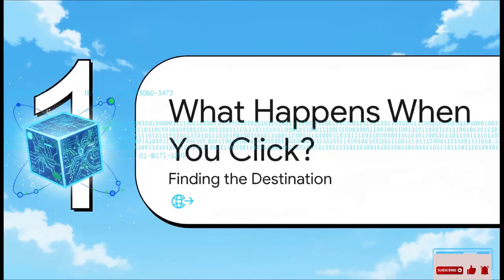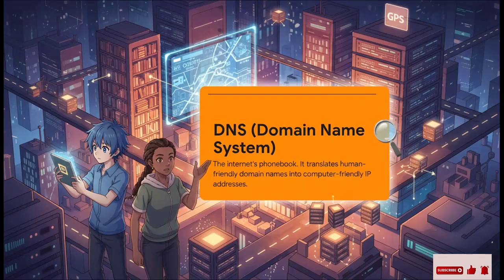All right, so first things first. Before our little data packet can even think about going anywhere, it needs an address. Not an address that you and I can read, but one that computers can understand. This is the first, absolutely critical step, finding the exact numerical destination. Think of the entire internet as just one massive city. You know the name of the place you want to go, a website for instance, but you don't know its actual street address. Well, that's where the DNS, or domain name system, comes into play.